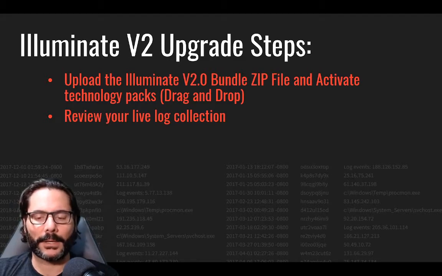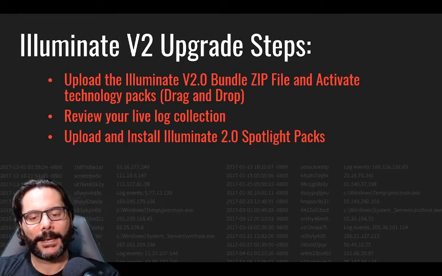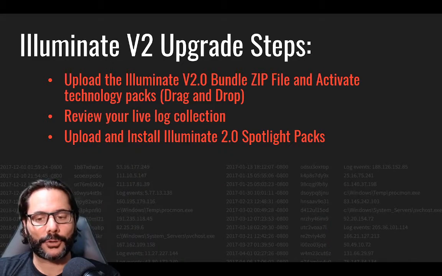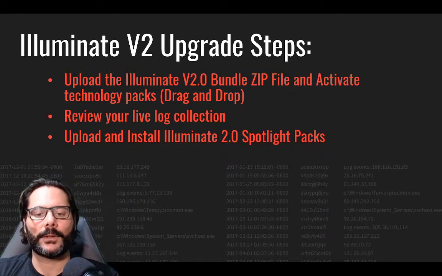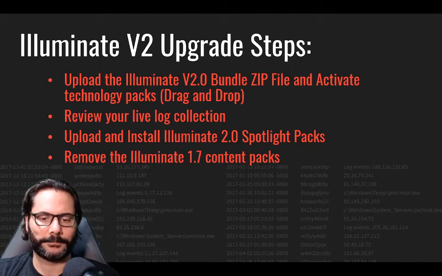Once these have been completed, the message processing order previously mentioned will be processing your logs right away and there'll be no interruption in your service. Next, you can go to the extracted folder and make note of your previous versions of Illuminate version 1.7 under your System Content Packs menu and start installing your version 2 content packs.